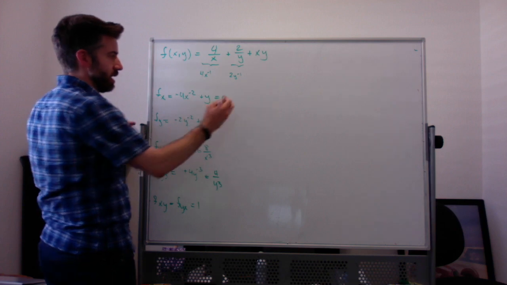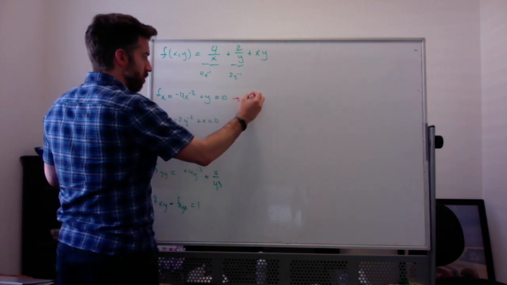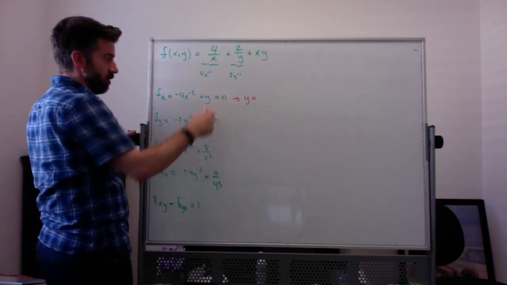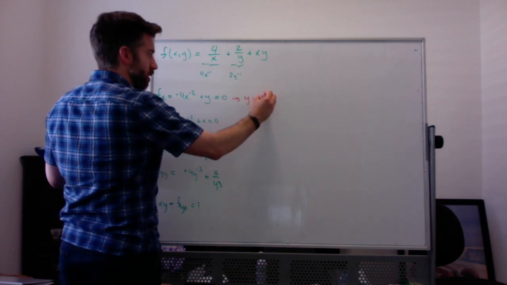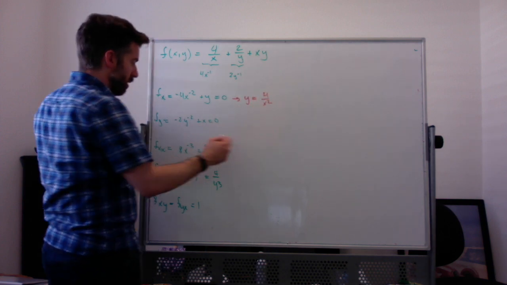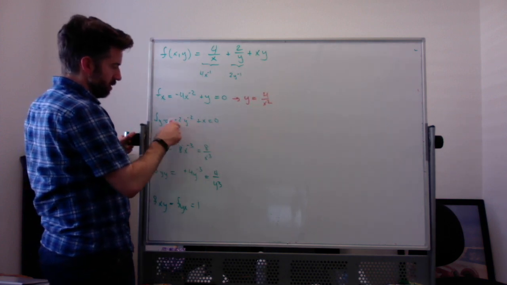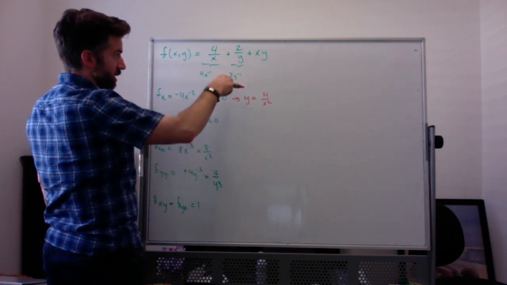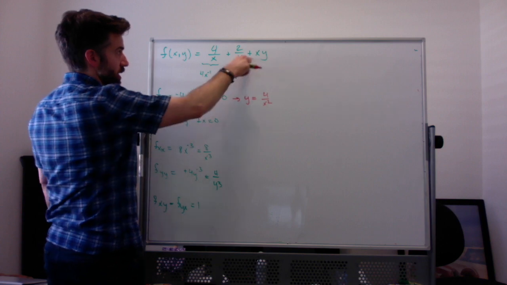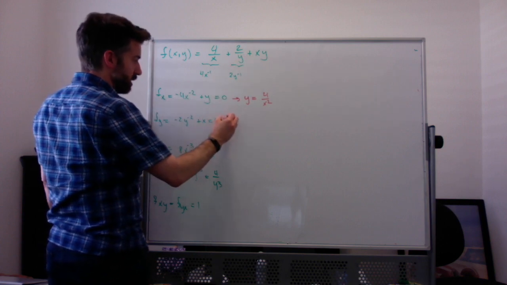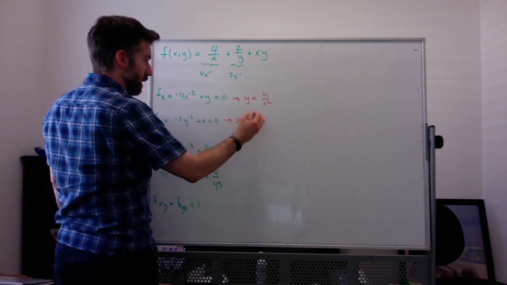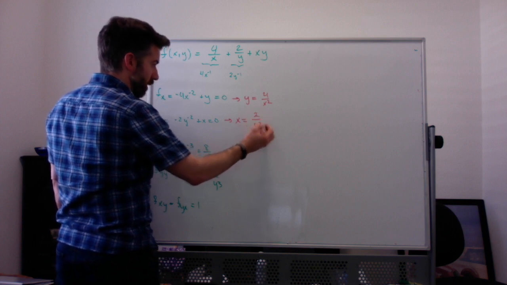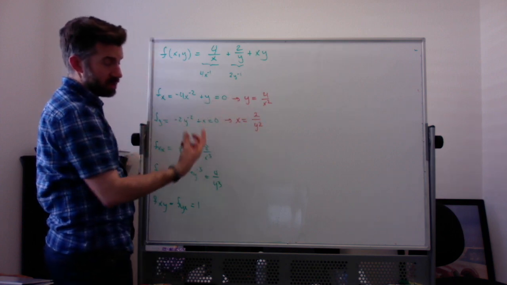So it makes sense to say that's going to give us y equal to positive 4 over x to the negative second, or 4 over x squared. Similarly, the partial with respect to y is negative 2y to the negative second plus x. Solving for x, we get x equal to positive 2 over y squared. And we're going to work with these to find the critical points.